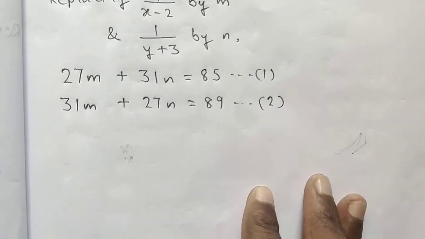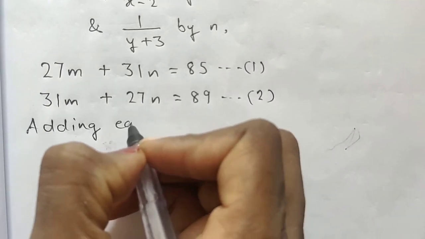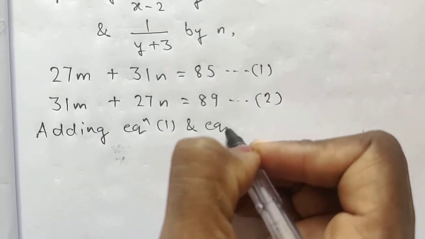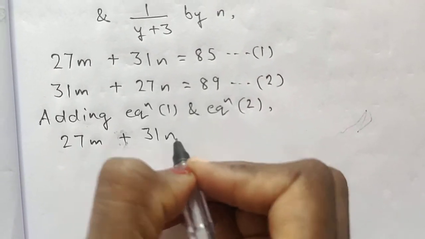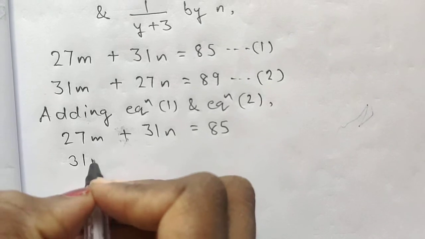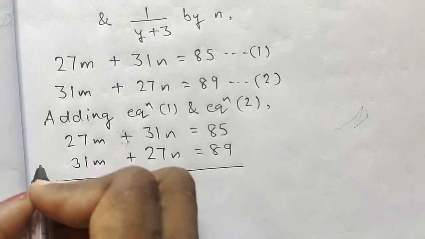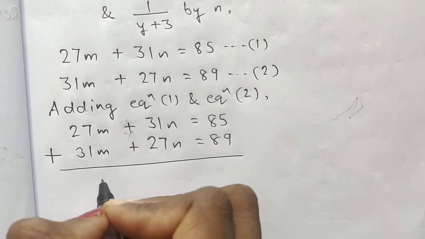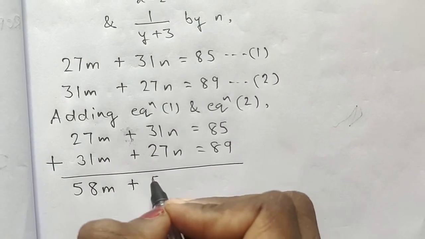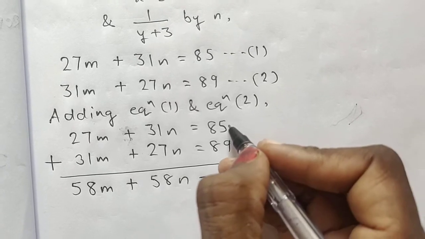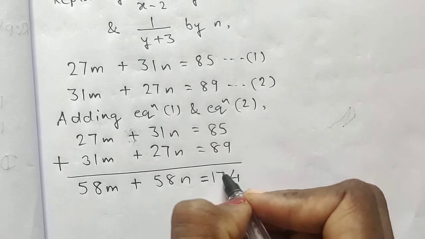First, adding equation 1 and equation 2. So let us add 27m plus 31n is equal to 85, and 31m plus 27n is equal to 89. Now let us add these two equations. First for m, 7 plus 1 becomes 8, 2 plus 3 is 5, so 58m. Here also you will get the same, that is 58n. Here 9 plus 5 becomes 14, 1 carry, 8 plus 8 is 16, plus 1 is 17.